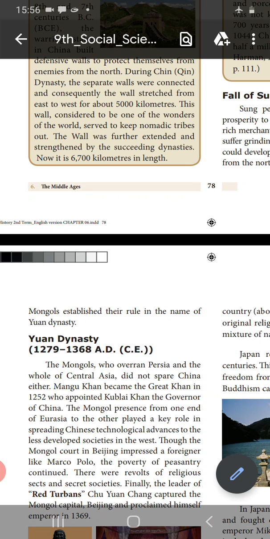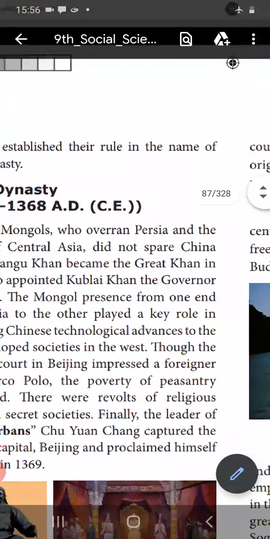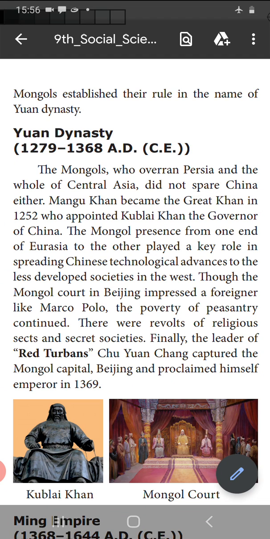The Mongols who overran Persia and the whole of Central Asia did not spare China either. Mangu Khan became the great Khan, underline children, Mangu Khan, in 1252, who appointed Kublai Khan the governor of China. Okay, children. Now, the Mongol presence from one end of Eurasia, Eurasia means Europe and Asia together, to the other played a key role in spreading Chinese technological advances to the less developed societies in the West. Though the Mongol court in Beijing impressed a foreigner like Marco Polo, the poverty of peasantry continued.